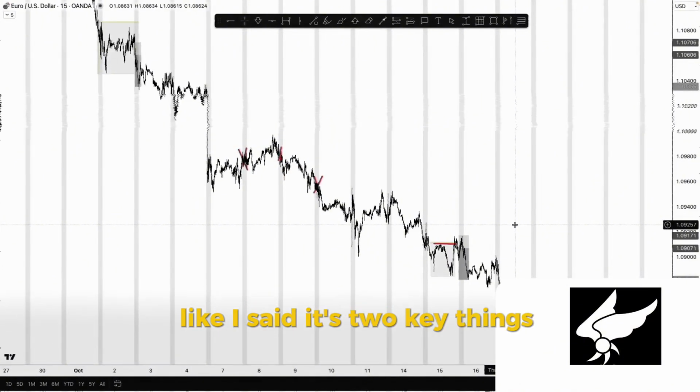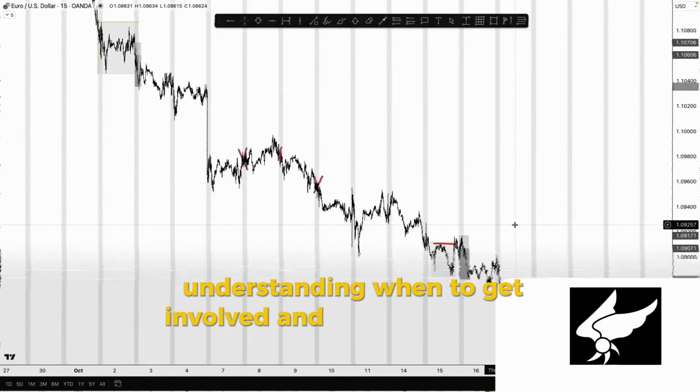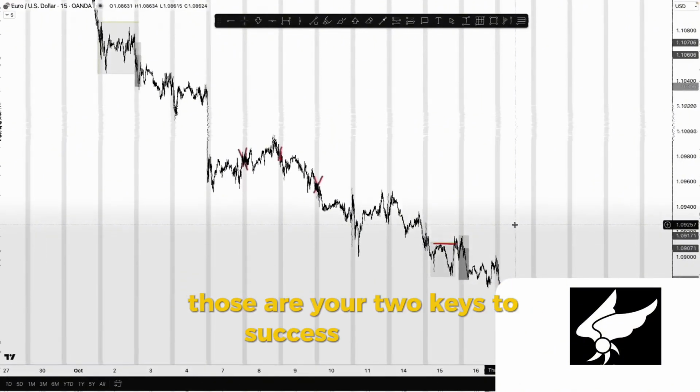Like I said, it's 2 key things: understanding when to get involved and when to stay out of the market. Those are your 2 keys to success in trading.